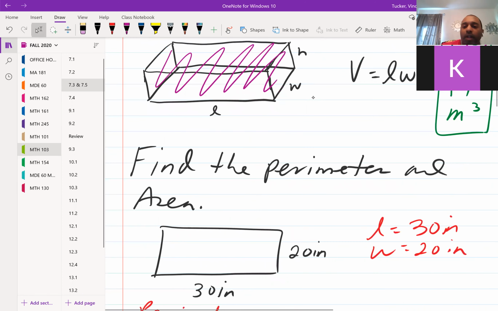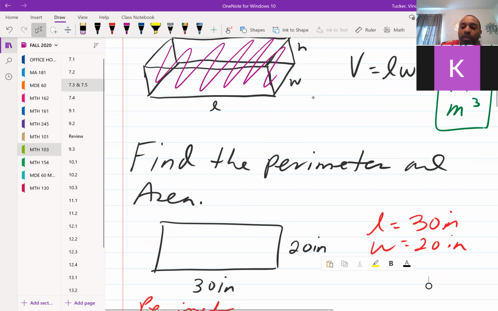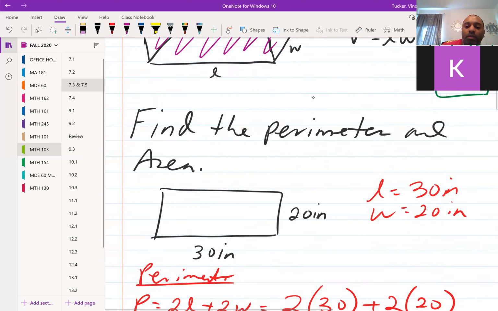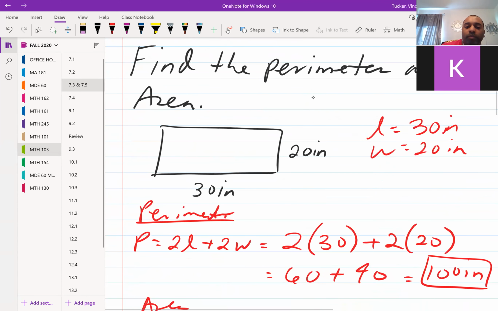All right, so here it says find the perimeter and the area. I'm just putting that rectangular work into motion. So it has our length to be 30 inches, width to be 20 inches. To calculate the perimeter, 2L plus 2W, all you would do is plug in 30 for L, 20 for W. 2 times 30 is 60, 2 times 20 is 40. Add them together, we have 100 inches.